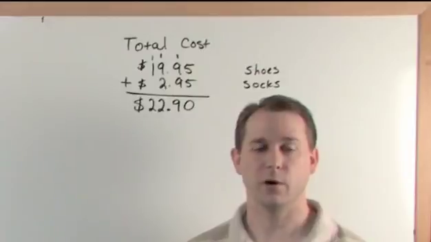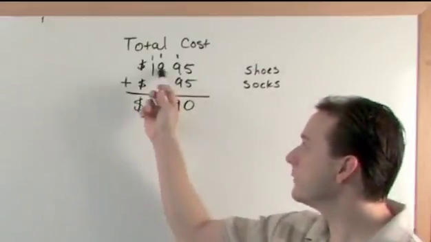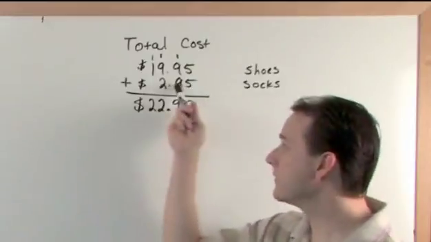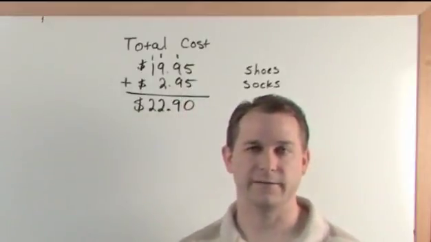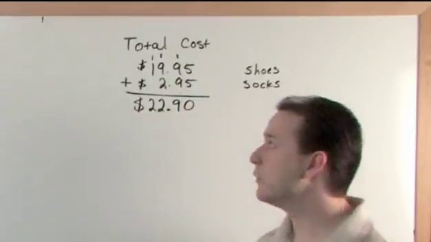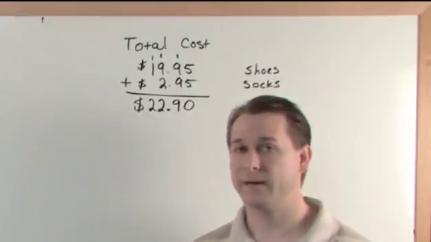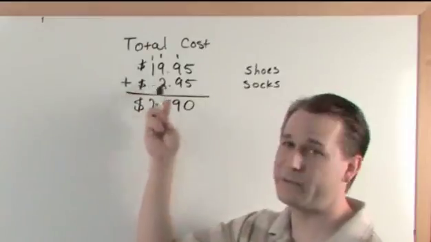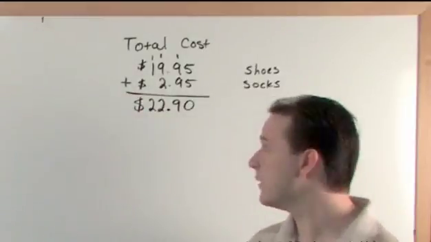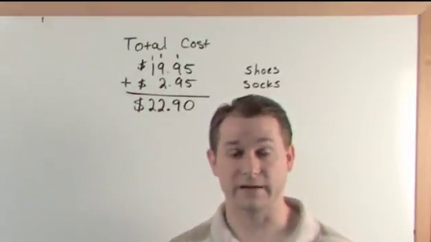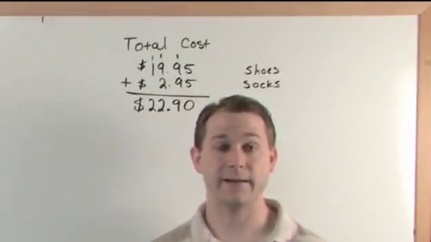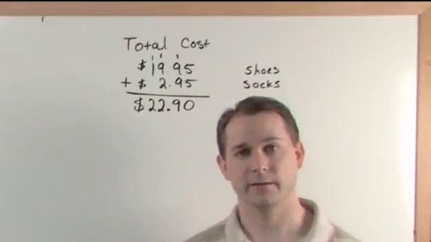Okay, before you go on. We had some shoes that cost almost $20, $19.95, and some socks that cost $2.95, which is almost $3. So when you add them up, you know it's going to be pretty close to $23, because this is just about $20 and this is about $3. Well, we got an answer of $22.90, which makes sense. So you should always look at your math and make sure that what you're doing actually makes sense, okay?